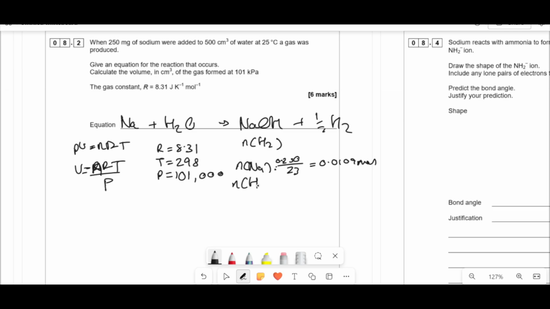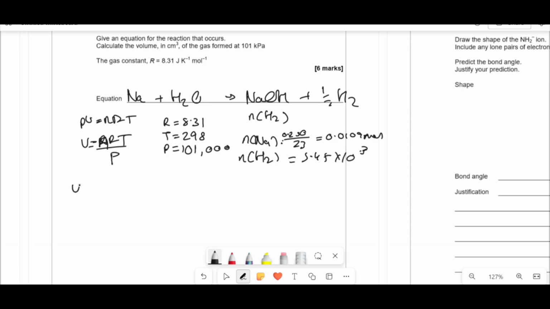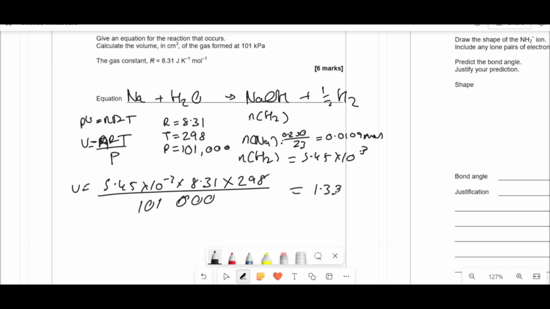So therefore, the moles of H2 is going to be a half of that. So it's going to be 5.45 times 10 to the minus 3. So then V equals nRT over P. V is just going to be 5.45 times 10 to the minus 3 times 8.31 times the temperature, 298, all over 101,000. If we do that, we get 1.336 times 10 to the minus 4 meters cubed, because this is all in base units, by the way.